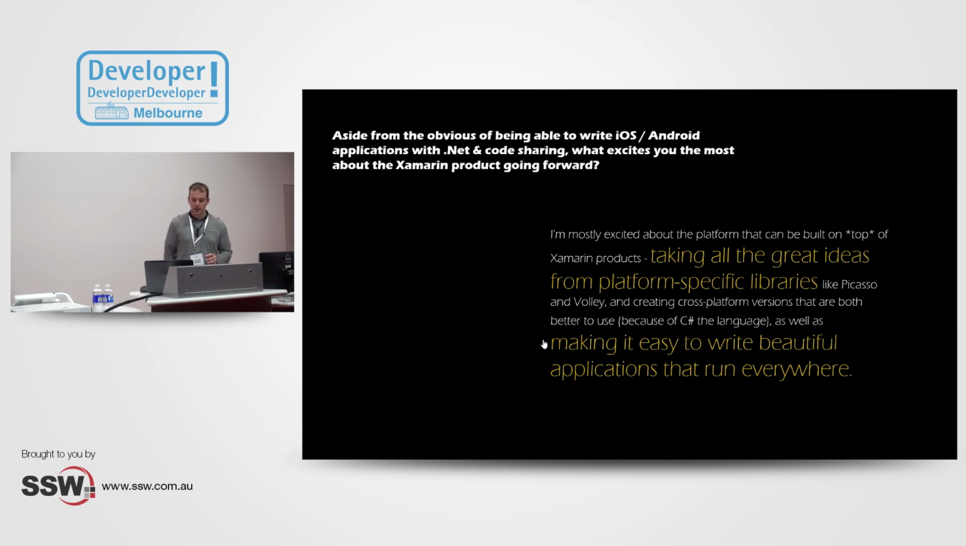The other question is, aside from being able to write cross-platform code, and the code sharing and all the stuff that the Xamarin marketing tries to sell you, what excites him the most? What he's really excited about, as an open source developer, is being able to take platform-specific libraries, and he talks about things like Picasso and Volley, and creating ports of them for Xamarin. He's gone full Zoolander here, he just wants to make it easy to write beautiful applications everywhere.